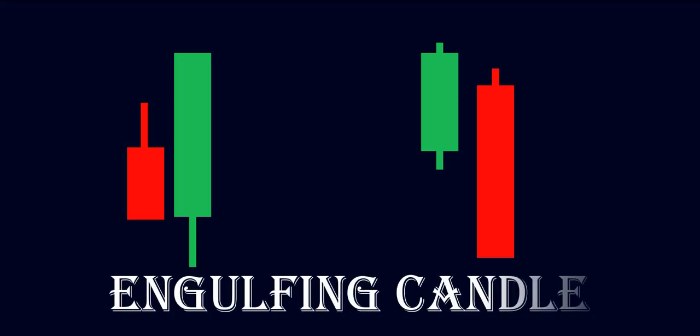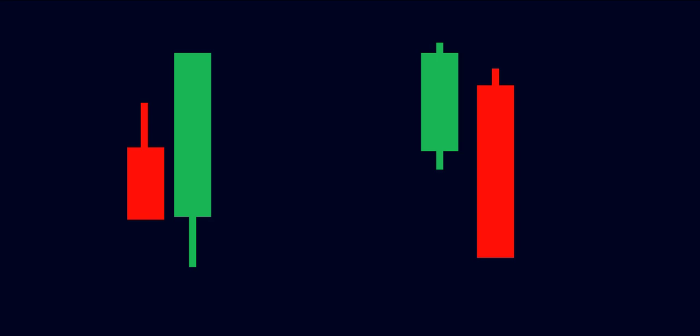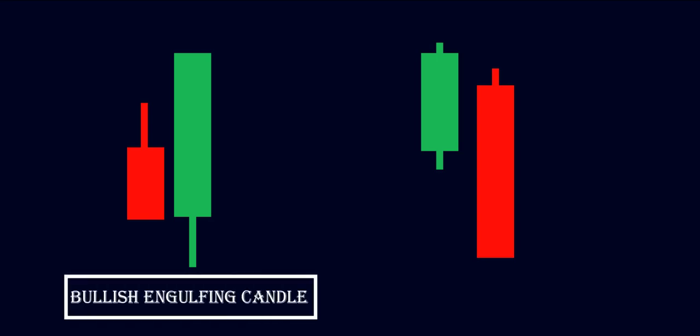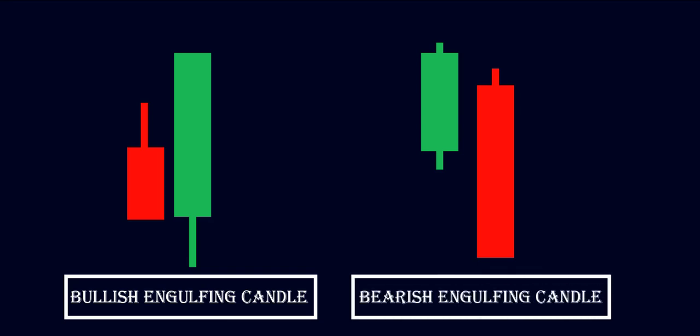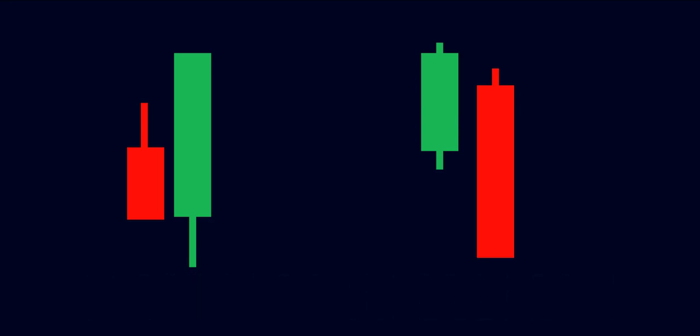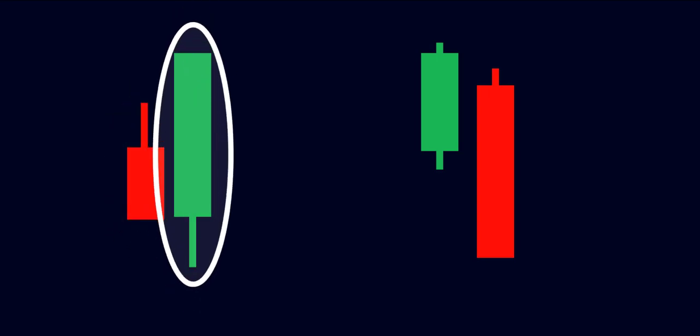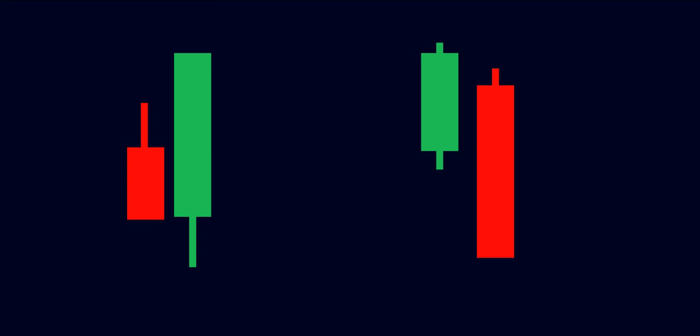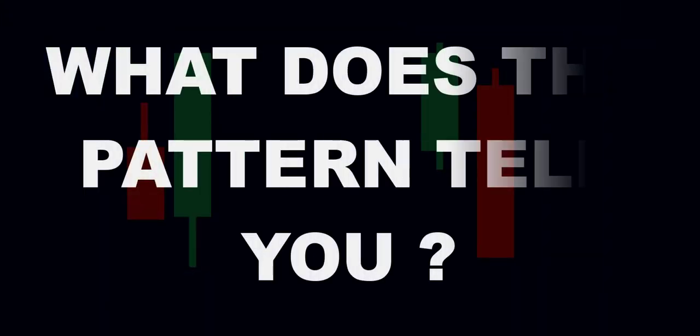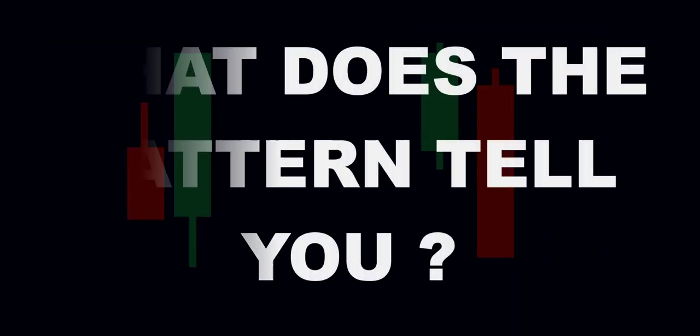The first set of patterns is called the engulfing candle. Engulfing candles can be divided into two parts: a bullish engulfing candle and a bearish engulfing candle. A bullish engulfing candle occurs when a small red candle is followed by a big green candle. The important point here is that the body of the green candle should completely overlap the body of the red candle. So what does a bullish engulfing pattern tell you?